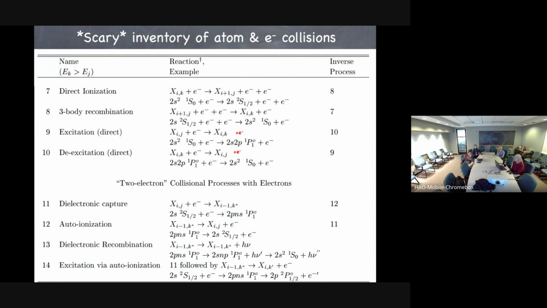It's called autoionization. It just means you've got a doubly excited state from an electron that's come in and whacked it, and now you've got a singly excited state and the electron has carried on. Could be the electrons have swapped, for instance. So it's not necessarily the same electron, not that it matters because they're all the same anyway.